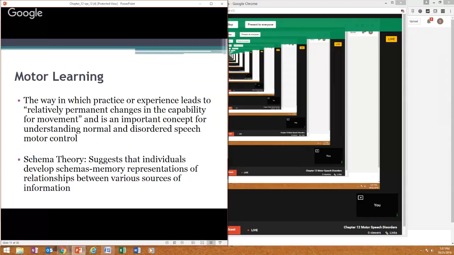Motor learning is the way in which practice or experience leads to relatively permanent changes in the capability for movement and is an important concept for understanding normal and disordered speech motor control. A schema theory suggests that individuals develop schemas, which are memory representations of relationships between various sources of information.